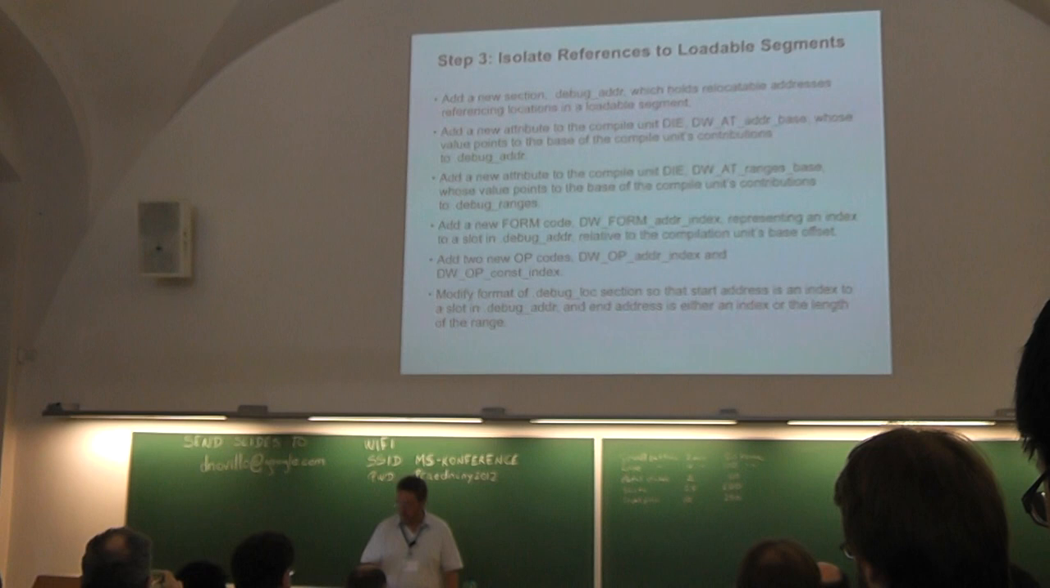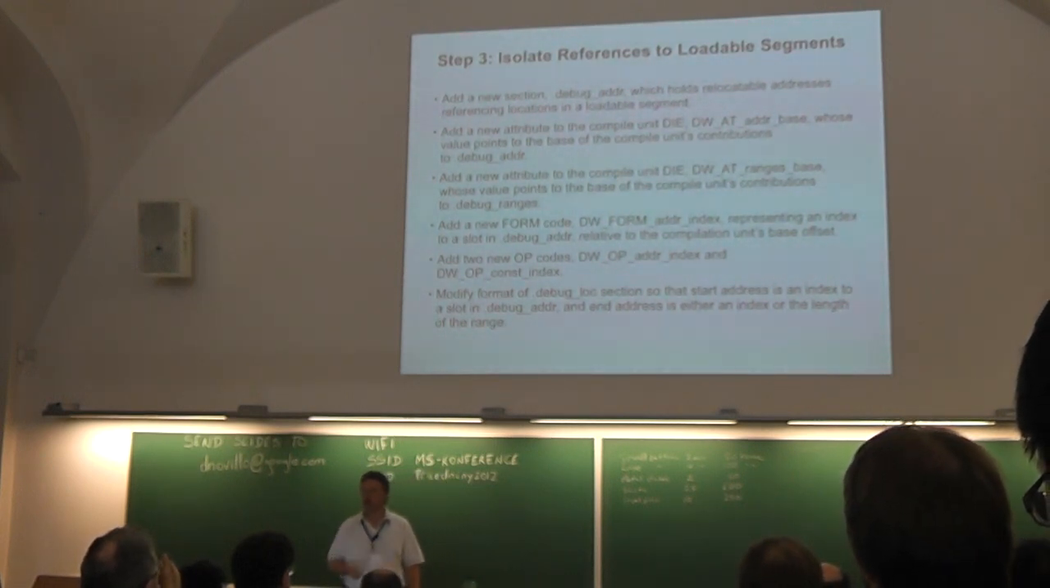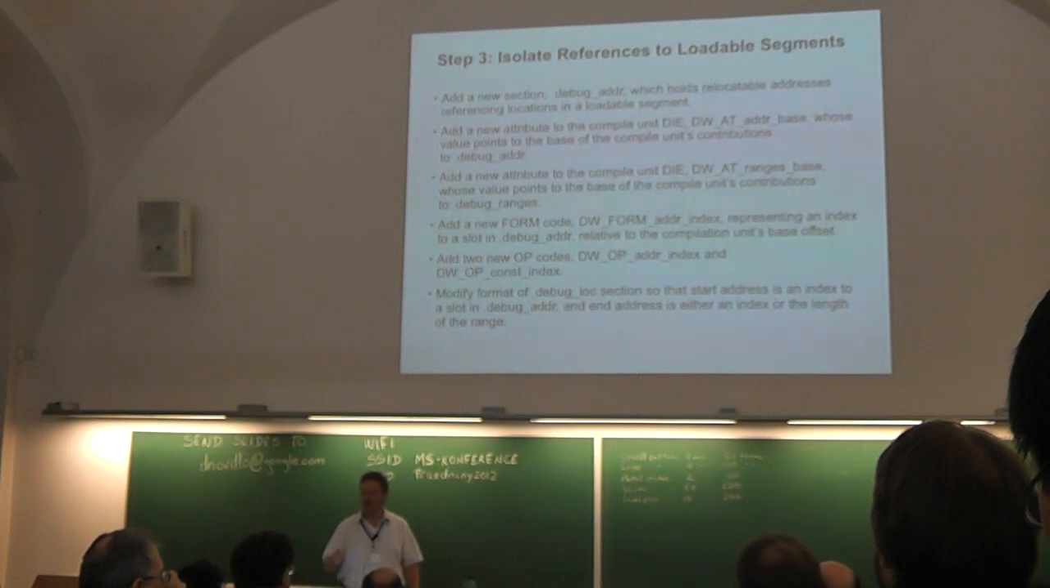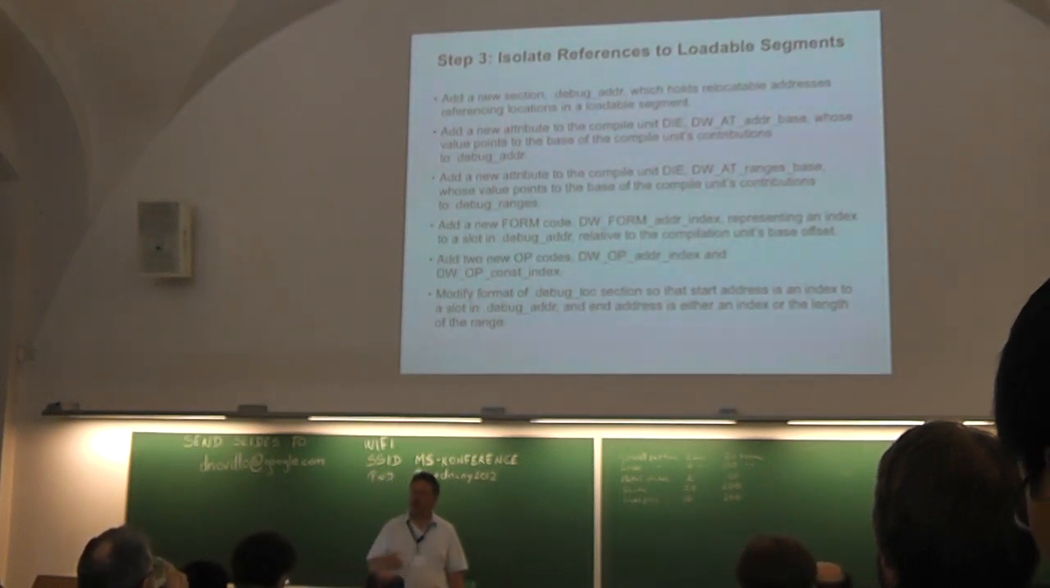We have a new form code, DW_FORM_addr_index, and that basically works the same as the str_index form that we had on the previous slide. It indexes a slot in the address table, and then we basically add the extra level of indirection.